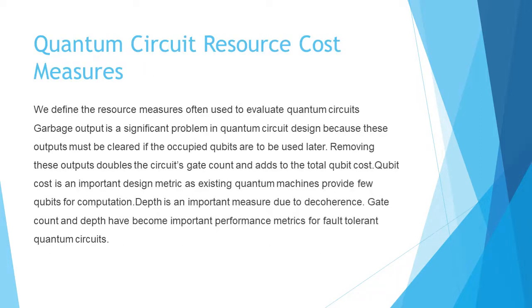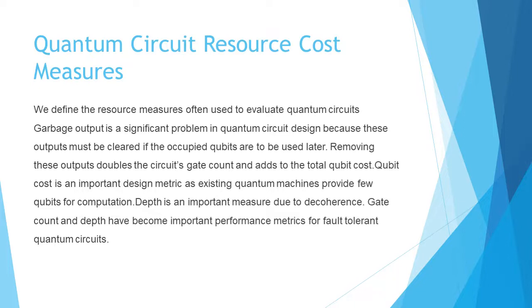Quantum circuit resource cost measures. We define the resource measures often used to evaluate quantum circuits. Garbage output is a significant problem in quantum circuit design because these outputs must be cleared if the occupied qubits are to be used later. Removing these outputs doubles the circuit's gate count and adds to the total qubit cost.